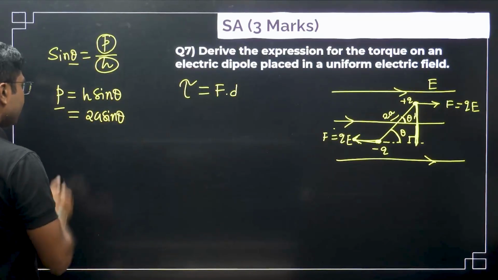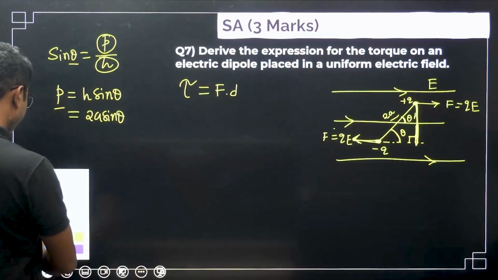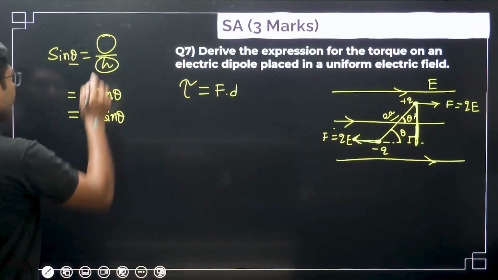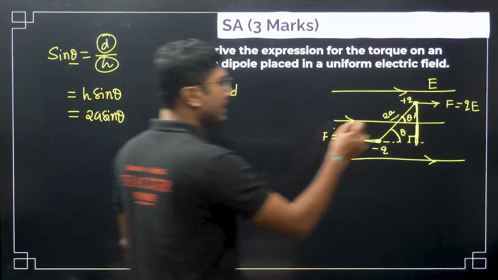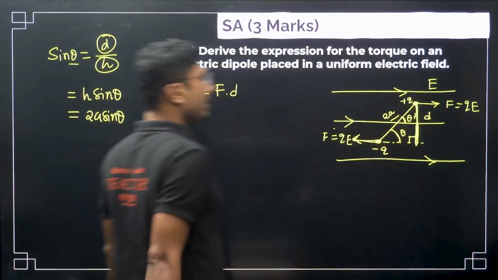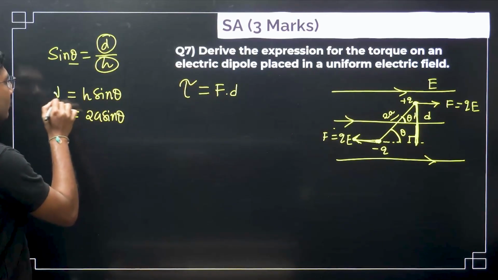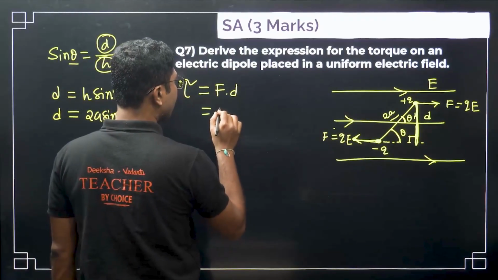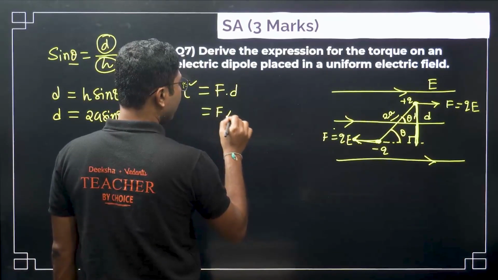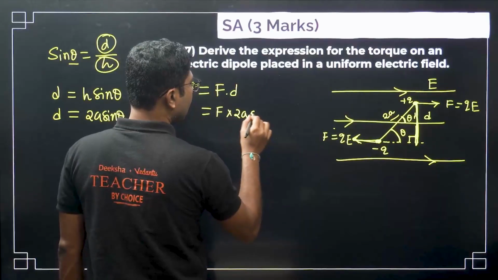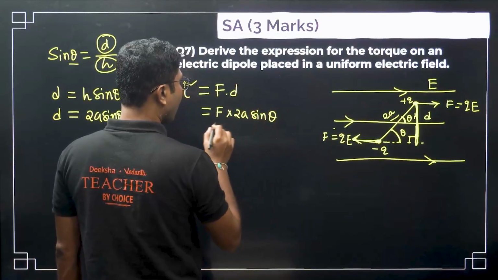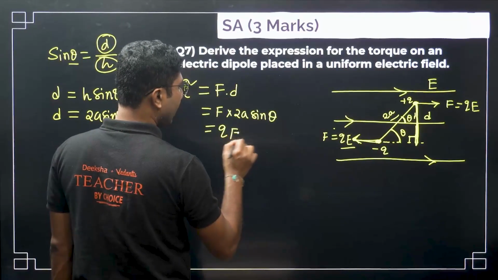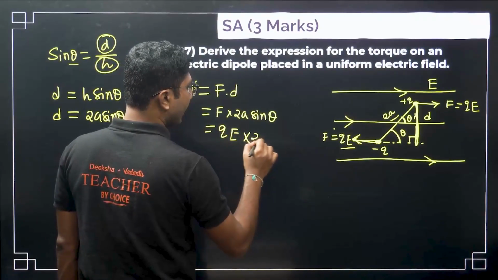So this is basically the distance. Let me write it here as d, because I said this is d. So the value of d is 2a sin theta. Let me put that in the equation. So tau is equal to F into 2a sin theta. Now what is F? The F value we have already calculated, it is Q into E. So Q into E into 2a sin theta.